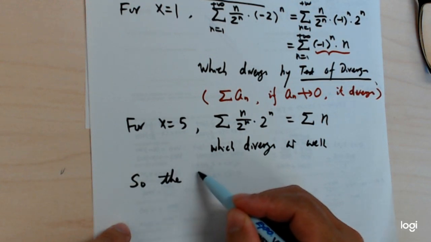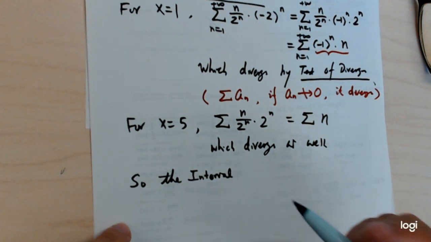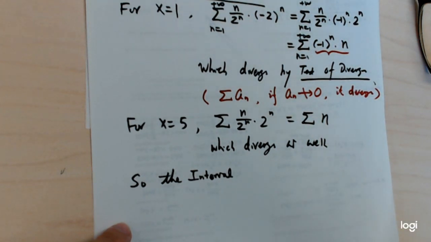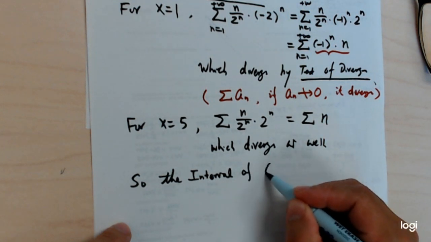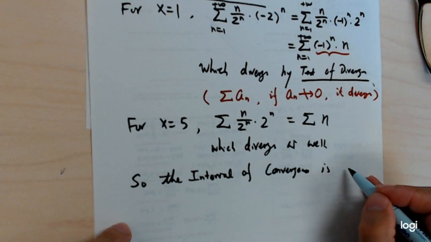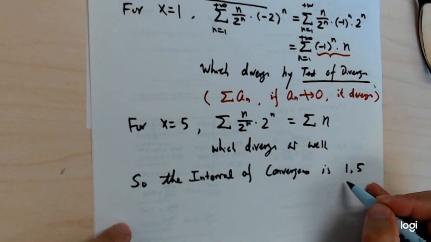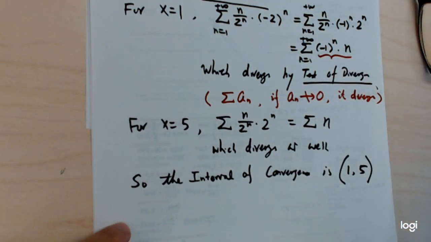So the final conclusion is this. This is a very important example. You will definitely see this on your final test. So the interval of convergence is from 1 to 5, not including 1, not including 5 either.